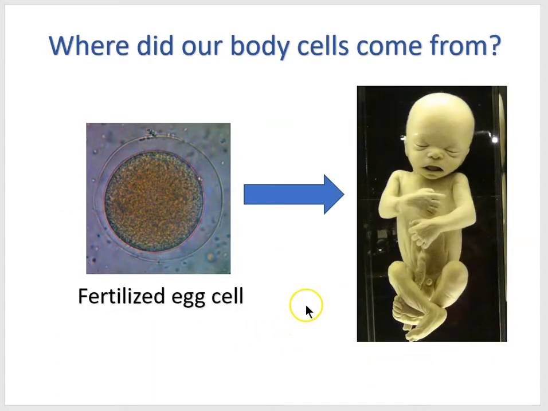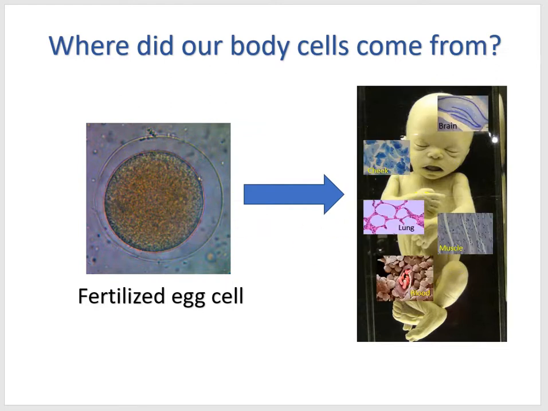The question of cell origins was, of course, important if one wanted to understand animal development or plant development. After all, if we start with one cell and we end up with a baby that has trillions of cells, we have a puzzle there. Where did all these cells come from? Where did brain cells come from? Where did the cheek cells, the lung cells, the muscle cells, the blood cells, where did they all come from if we're starting from one cell?